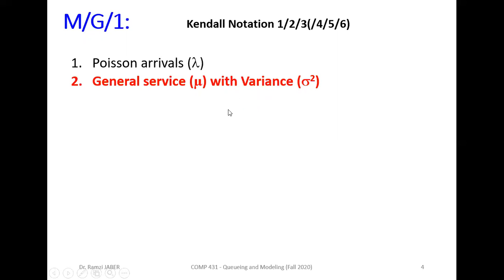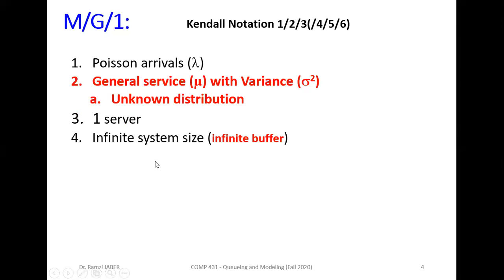given variance, unknown distribution. Here in G, general, it's a general distribution, unknown distribution. So we don't have an equation on it. Because of that, we add the variance. The variance means the difference around the mean value, mu, plus or minus sigma square. So that's why we will include sigma square, the variance, in our formula.